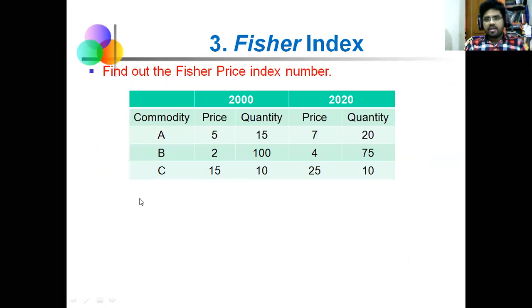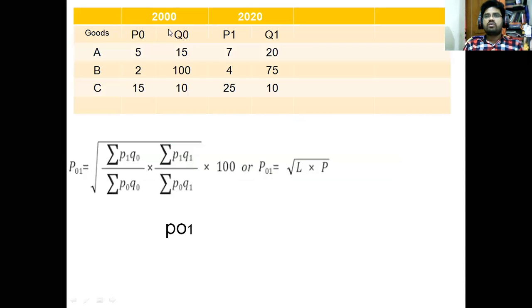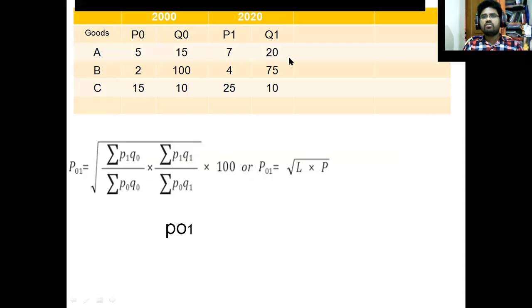Then, for example, in our exam they will ask to find out the Fisher price index number. I have mentioned the same data, so don't get confused. Last day also I mentioned the same data: commodities A, B, C, the 2000 prices and quantity, and 2020 prices and quantity. You need to write like this in our examination.